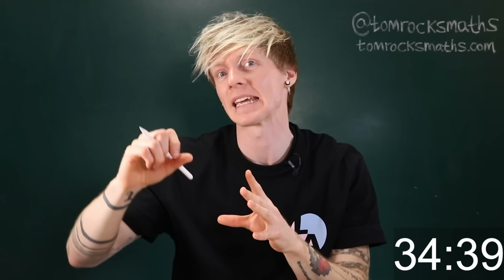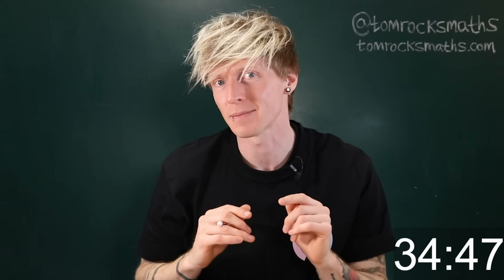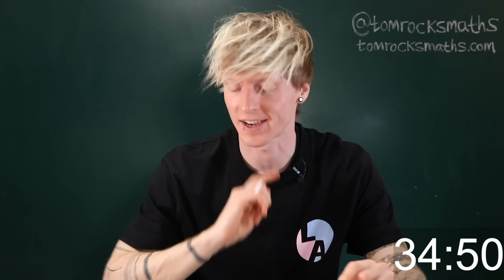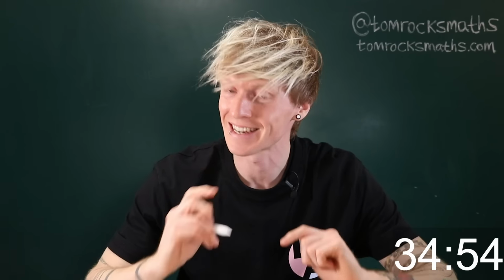So it uses gravity to allow it to go even faster. So the maximum speed of 200 miles an hour happens because of gravity pulling it towards the Earth as it dive bombs to get its prey. Complete tangent, but hopefully fun fact. Right, making it the fastest animal on the planet when in a dive. It did tell me that, I just said that.